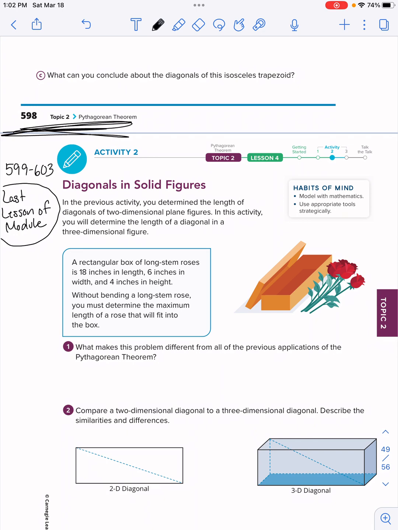We're going to use the Pythagorean theorem, but we're using it with 3-dimensional figures, so predominantly it's going to be rectangular prisms. So let's review from last lesson. It says, in the previous activity, you determined the length of the diagonals of 2-dimensional plane figures. In this activity, you'll determine the length of a diagonal in a 3-dimensional figure. So just talking about the differences between the two. But let's get to this one.